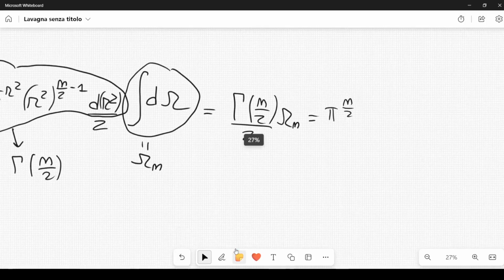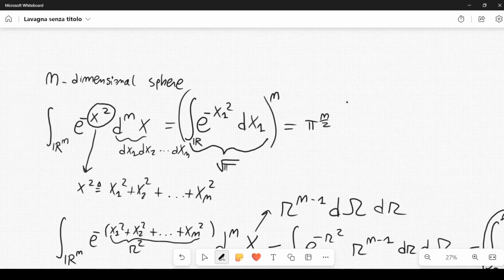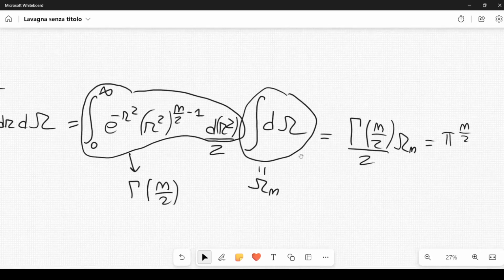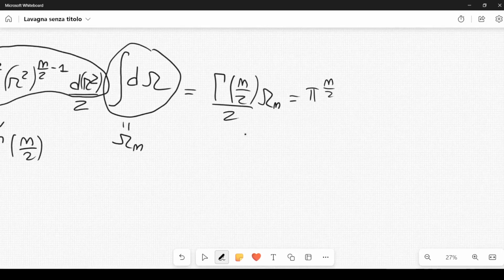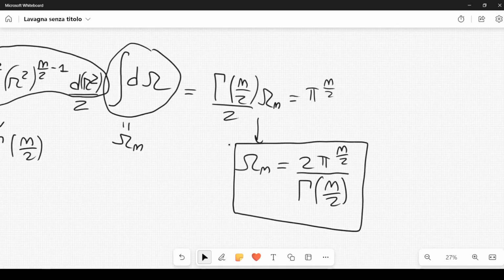right? We have calculated exactly the same integral in here by using a different method. And at this point, we have an equation that we can solve for omega sub n. Omega sub n is equal to 2 pi to the power n over 2 divided by gamma of n over 2. It's as simple as that. So this is the expression for the solid angle.